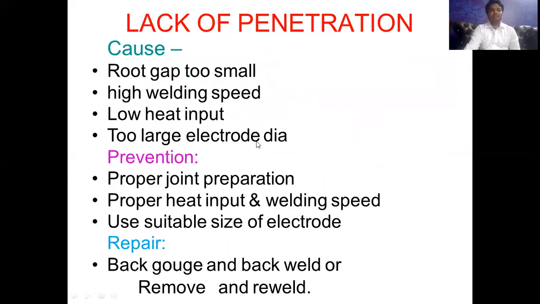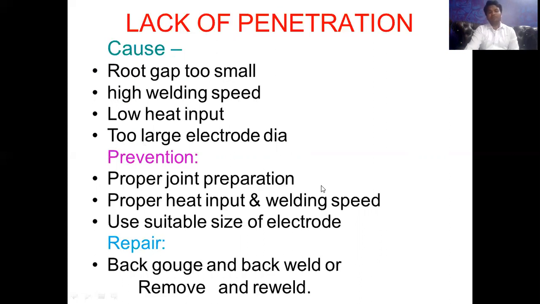Lack of penetration, the causes are: root gap too small. If the root gap is too small, the weld material cannot occupy the space. High welding speed: if you use high welding speed without proper penetration, the material may not fuse together. Low heat input, if the temperature is very low. Too large an electrode diameter: if the electrode diameter is large, there is lack of penetration.